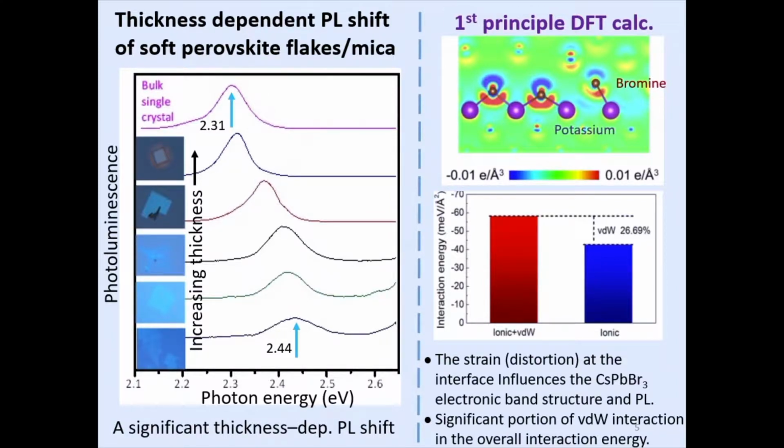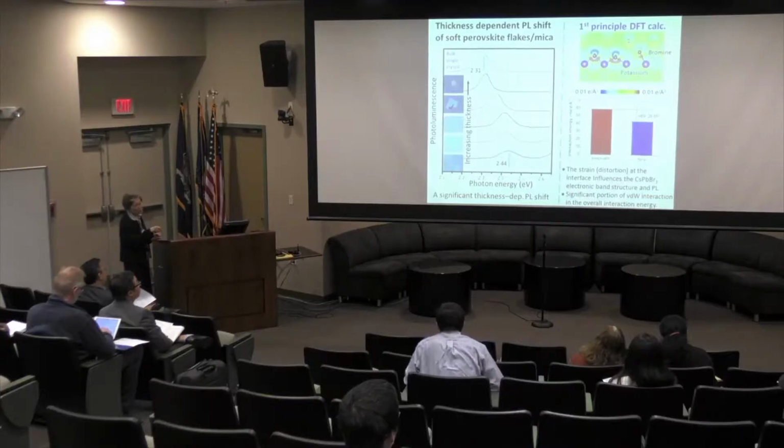The bottom is potassium, because the mica is known to terminate at the potassium layer. The top is the perovskite that has cesium, bromine, Pb. So as you can see, this is not a very regular interface. There's certain distortion. That distortion is related to the strain between the perovskite and the mica.